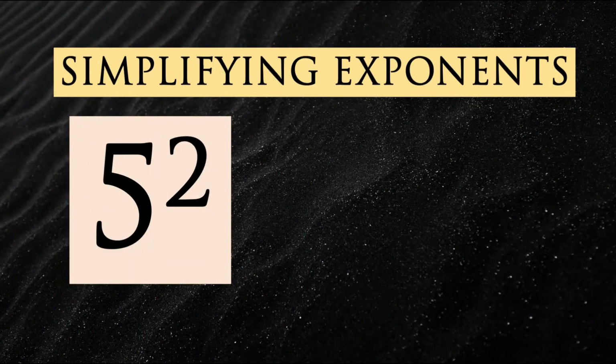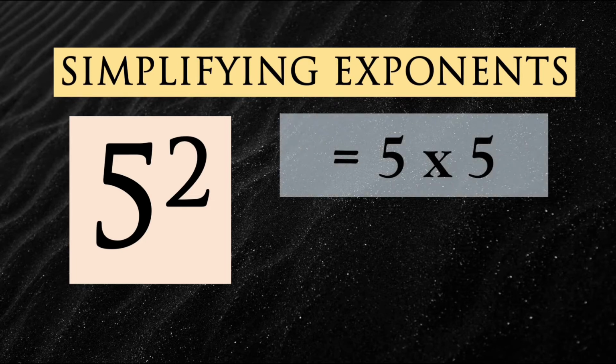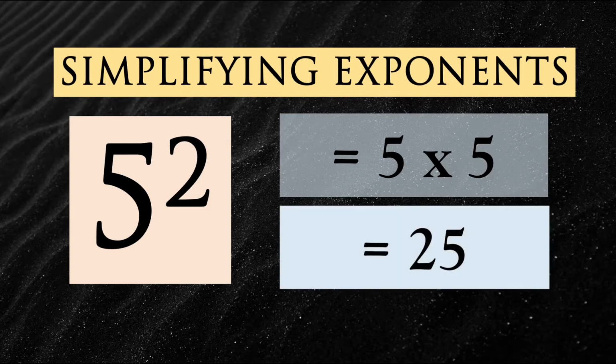So how do we simplify exponents? Let's have this example again. We have 5 squared. That's the short form for 5 times 5. So we multiply 5 by itself 2 times. So this is the longer form of the expression, 5 times 5, and then it's 25. Okay, so 5 squared is equal to 25.